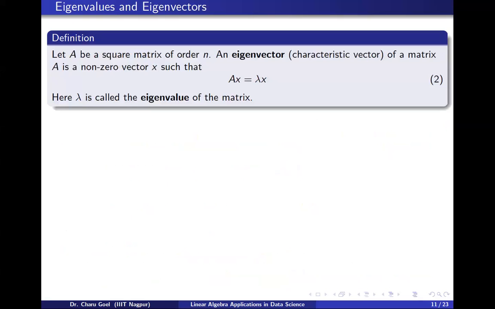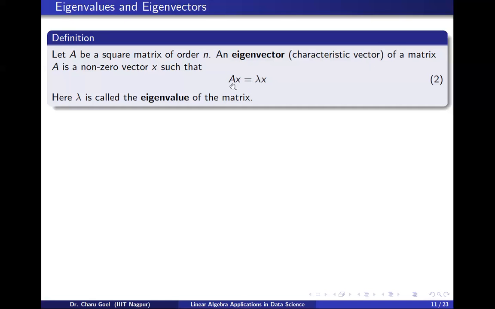So now I will move on to the second concept, eigenvalues and eigenvectors. First of all, let us see some basic definitions, example, and some computation. We'll consider a square matrix A of order n, and an eigenvector or a characteristic vector of matrix A is a non-zero vector x such that Ax equal to lambda x. Here lambda is the eigenvalue of the matrix. Now note that this is nothing but rescaling.